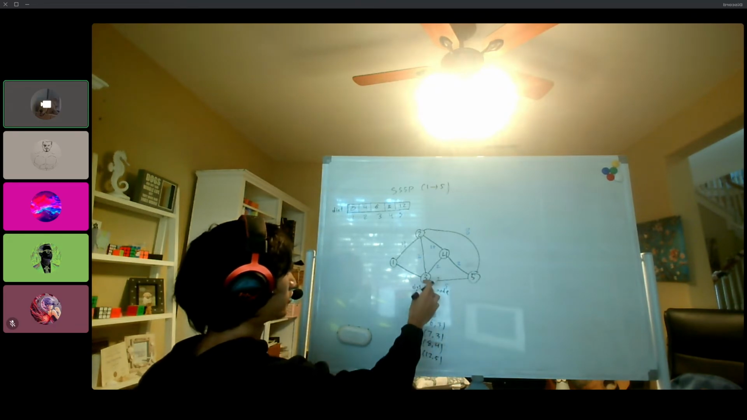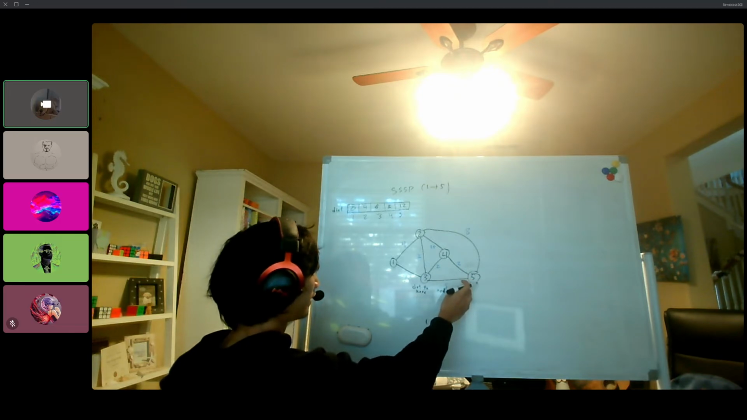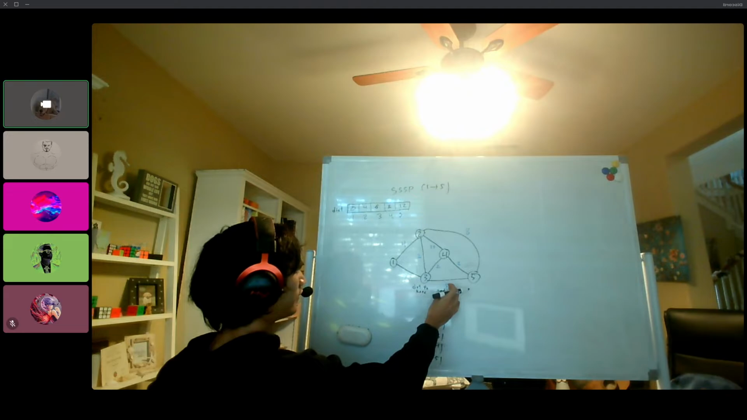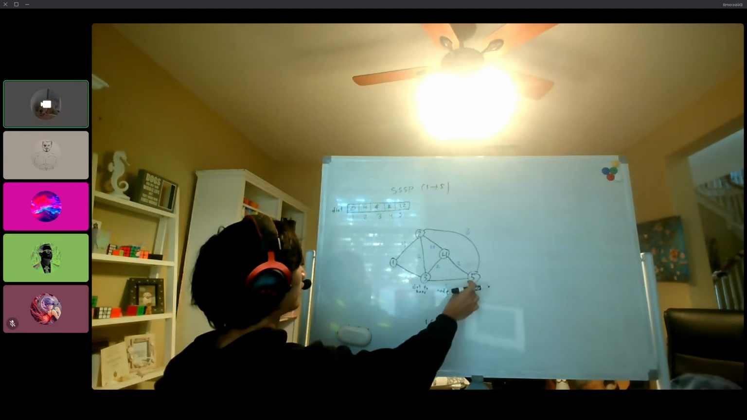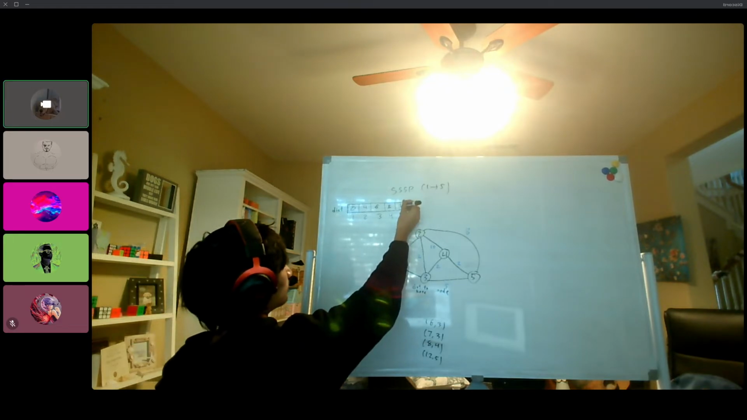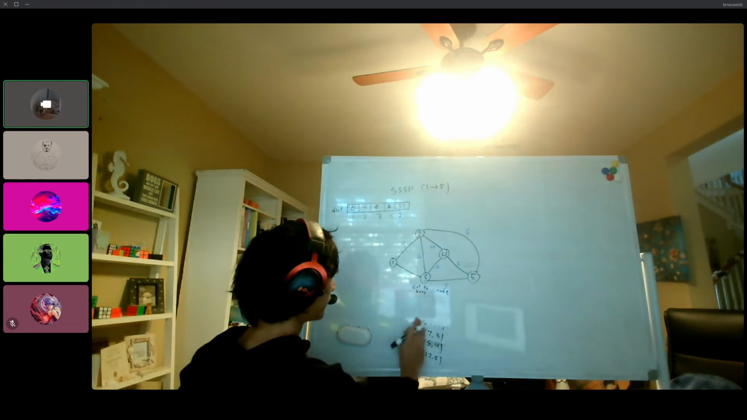So it took 5 to get to 3, so it means I can get to 5 in another... or it took 6 to get to 3, and then this is 5, so it means I can get here in 6 plus 5, or 11 distance, which is better than 12. So I'll go ahead and update it. So now I'm done with this one.